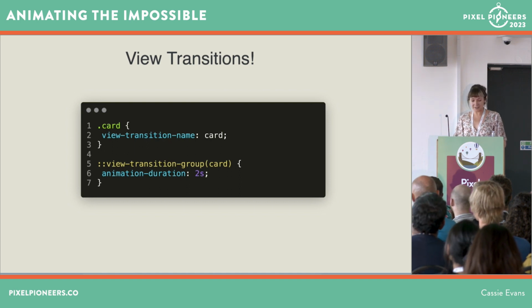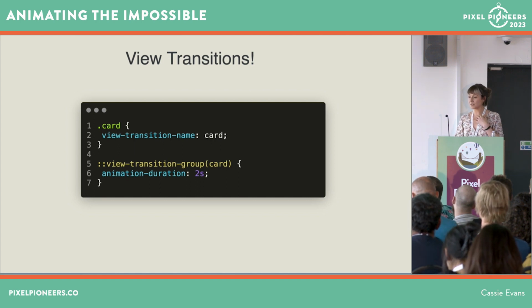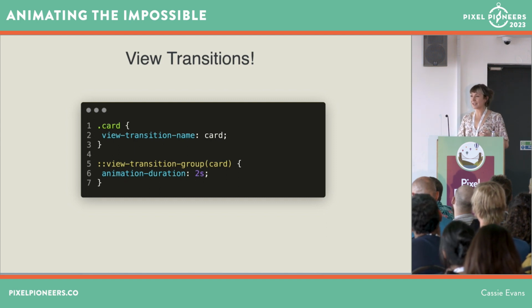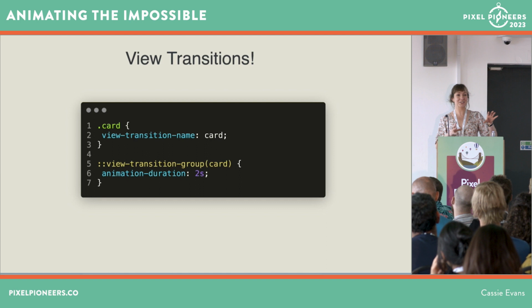In the CSS, we've given the card a view-transition-name of cards, so it gets treated independently from the rest of the DOM. And then there's a CSS transition on the pseudo element group that's containing what I thought was just old and new snapshots of the state.